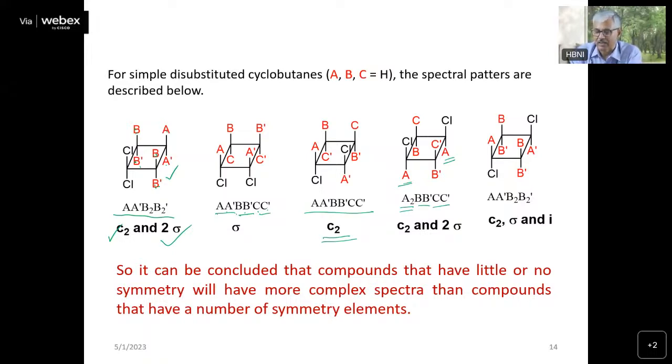Similarly, for the last isomer, the trans one, which contains a C2, sigma, and i, you will see that again it is very similar to the first one. In the first one we saw the A2A2' B2B2' pattern, because the number of symmetry elements is more here. So it can be concluded that compounds that have little or no symmetry will have more complex spectra than compounds that have a number of symmetry elements.